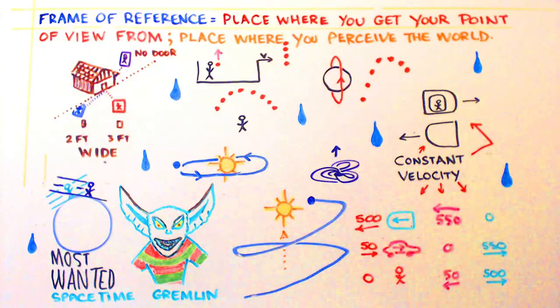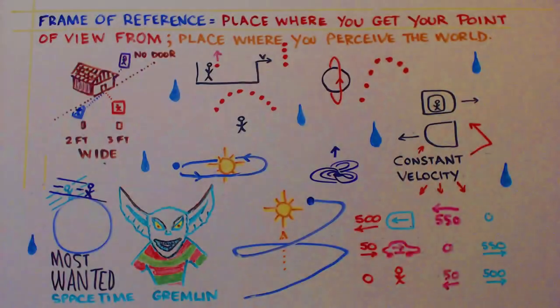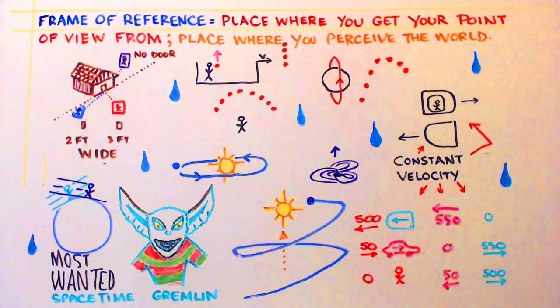Which frame of reference is correct? All of them are correct because they're not saying what reality is. They're just saying what they perceive from the place where they get their point of view. This is why relativity comes into play.